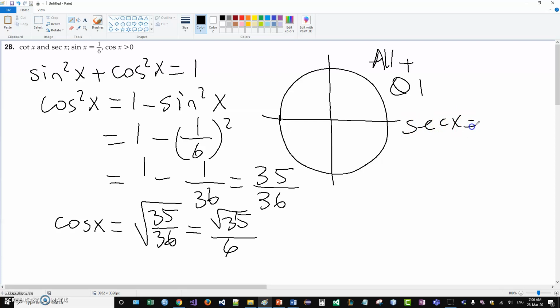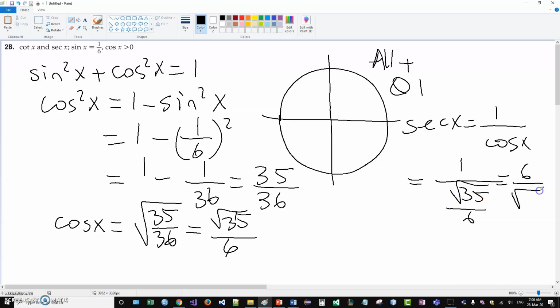Secant x equals 1 over cosine x, which is 1 over square root of 35 over 6, equals 6 over square root of 35, or 6 square root of 35 over 35. Okay? How to find cotangent. Let's do this here.